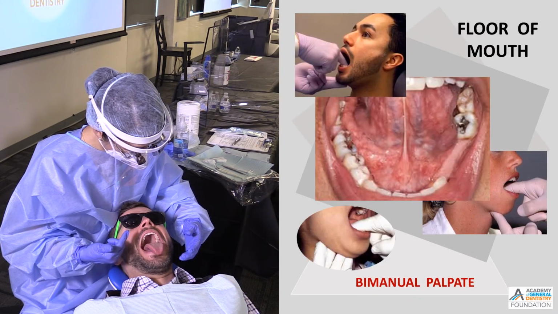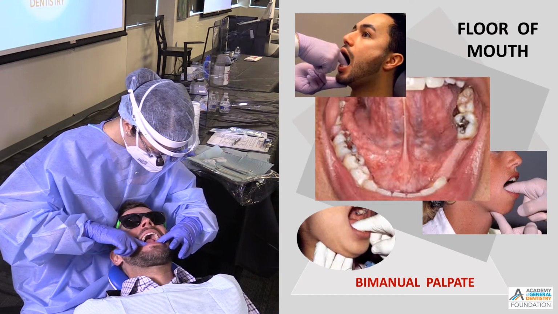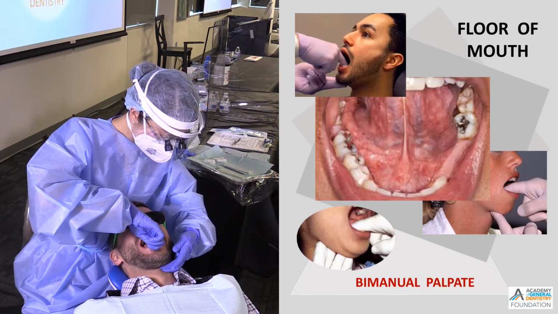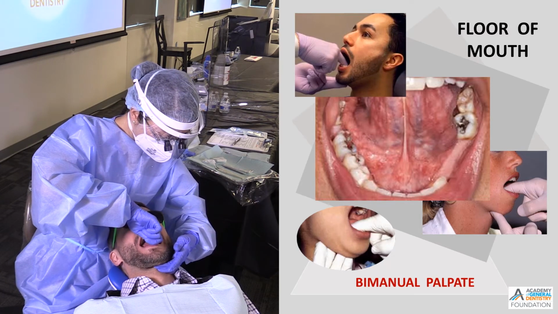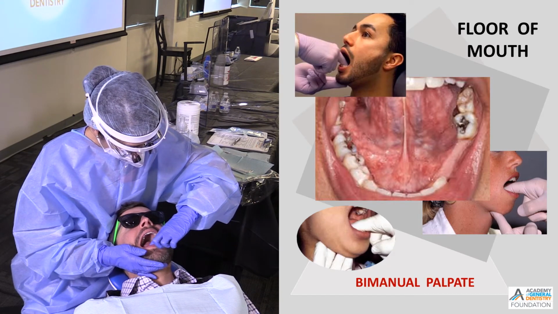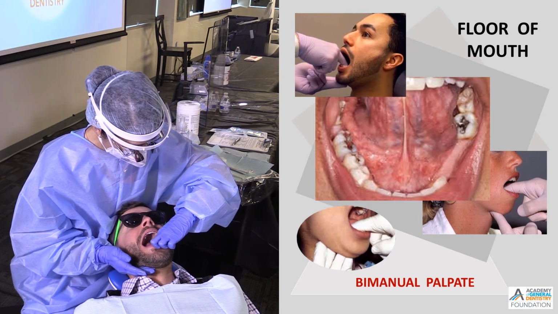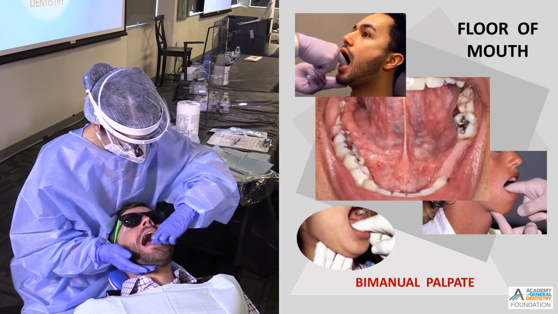Next, the patient should put their tongue on the roof of the mouth so the dentist can observe the floor of the mouth. The dentist should palpate the sublingual glands, pushing down on the floor of the mouth while simultaneously palpating the area extraorally, two-hand palpation of the floor of the mouth. If all appears normal, the intraoral exam is now complete.